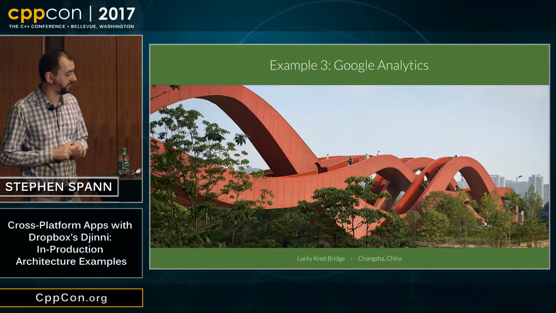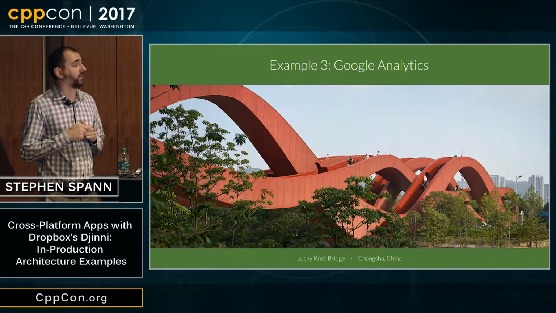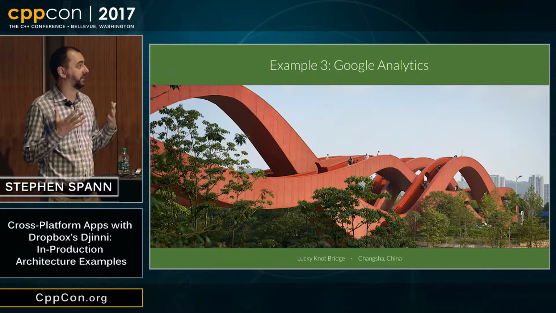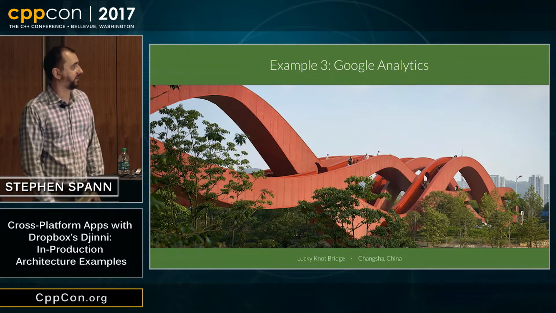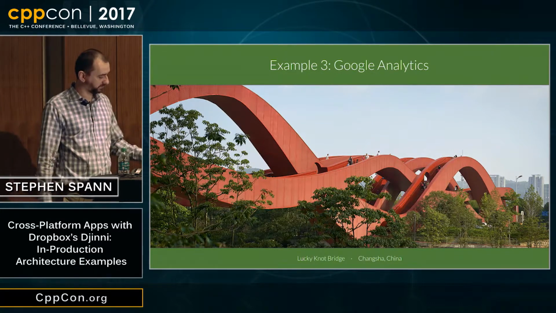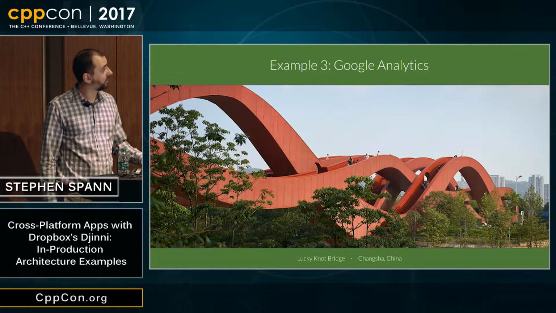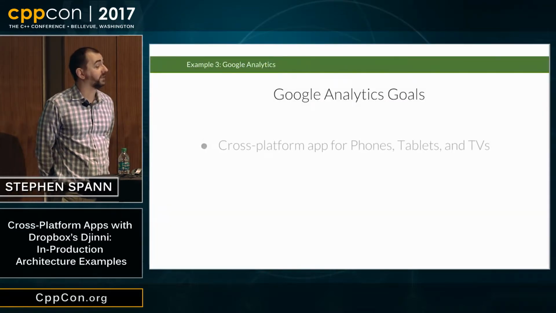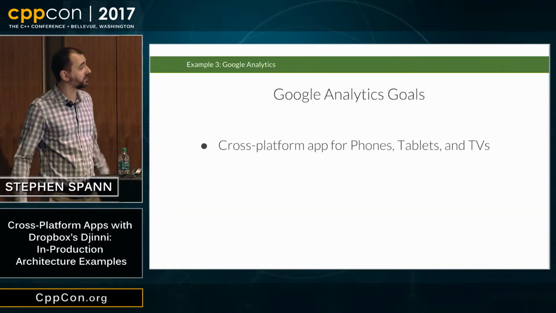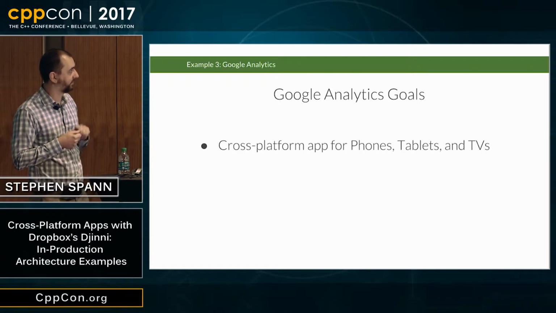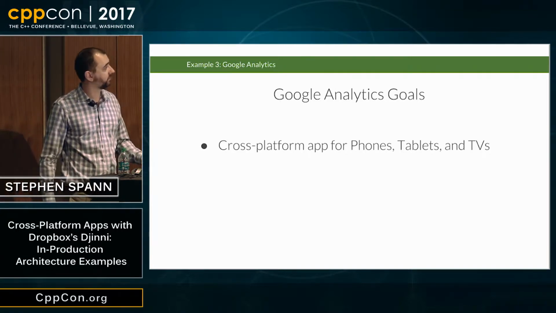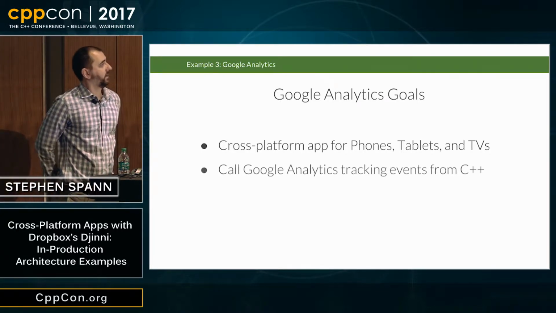Okay, next example. Now we're going to get more into something that you might actually want to build. We want to implement Google Analytics on all of our platforms. So we're going to add TVs here. We're going to do iPad, iPhone, Android, and then Android TV and Apple TV.